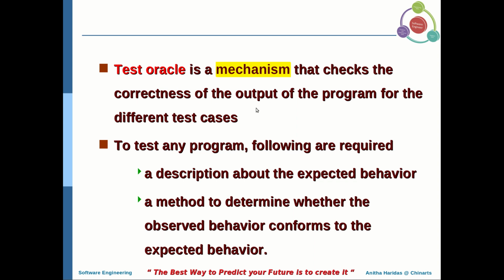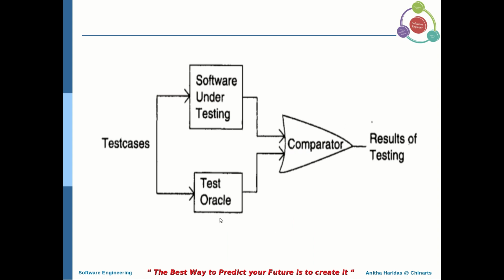So this is what I said now. To check the correctness of the program, what do you need? You need the expected behavior. Once you have the expected behavior, you execute your program and you find out the observed behavior, what I said now as generated output. Generated output is what you mean by observed behavior. So you check whether the observed behavior is conforming to the expected behavior. If both are same, there is no error. If it is not same, there is an error in your software. So this is what happens generally.